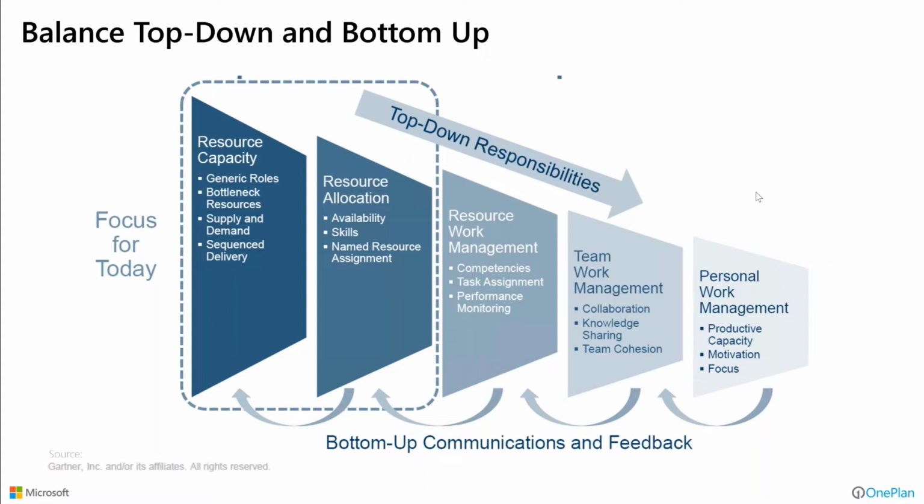So what we're trying to do is really make sure that we have these two perspectives integrated at all times. So you're building your capability based on these sub areas for resource capacity. You're going to make sure that you have your generic roles defined. You understand where bottlenecks are, where you don't have enough of a specific type, the supply and demand based on the work, and the sequence delivery. Again, these are more the top down when you're actually doing the planning, and we'll get into some of that in our demonstration of how we actually achieve that with OnePlan.